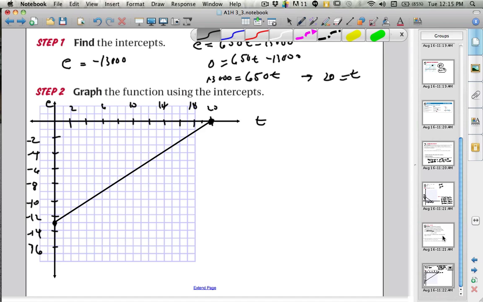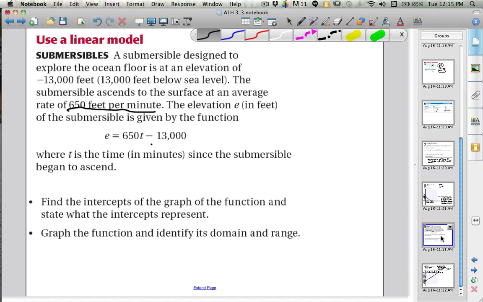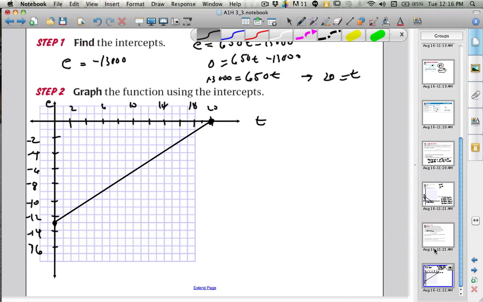And then let's go back and look at the other questions they wanted. What do the intercepts represent and what's its domain and range? Okay, so what the intercepts represent is the y-intercept is the ocean floor and the x-intercept is how much time it takes to get to the surface. So it took 20 minutes to go from the floor to the surface. Okay, and you can see that we're starting here at time 0. It's our starting point. The y-intercept is our starting point. And our ending point out here is 20 minutes, but our ending elevation is at 0.